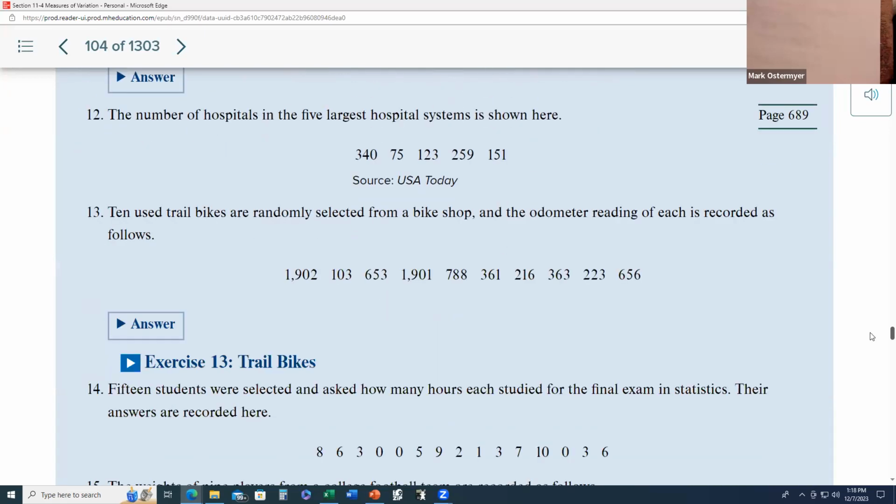Okay, here we go. Look at problem number 13 here. It says 10 used trail bikes are randomly selected from a bike shop, and the odometer reading is recorded as follows. Okay, wait a minute. What's an odometer? What is an odometer, and what does it do? Anybody?